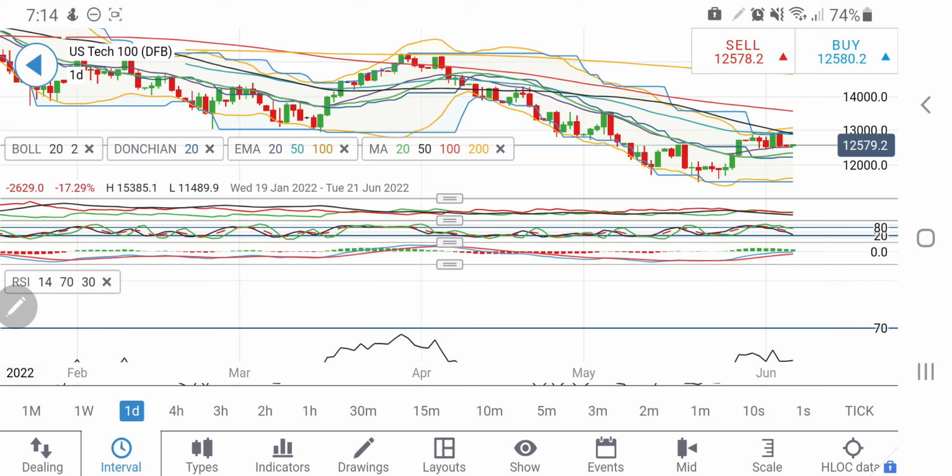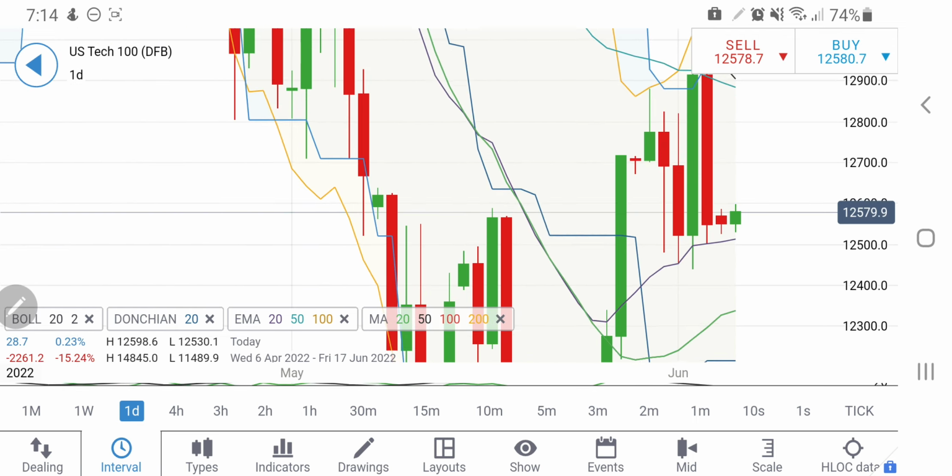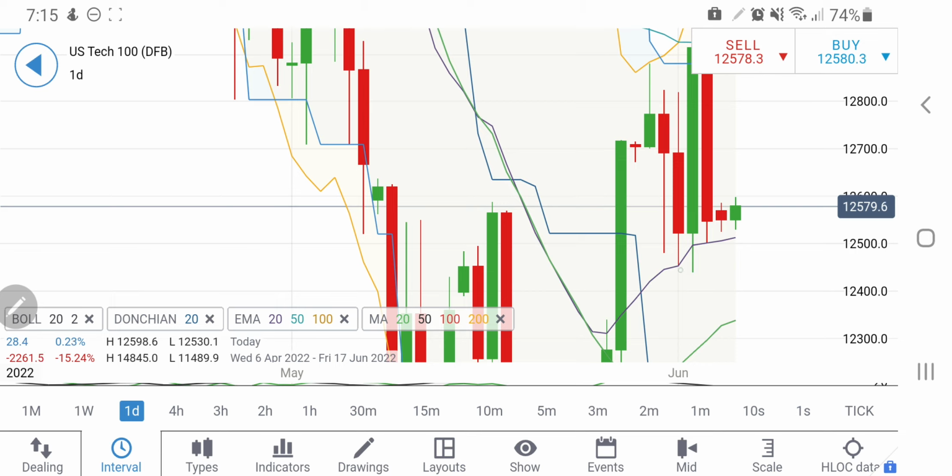Similarly, if you look at the daily charts, now look at the daily charts here. See lower lows on these candles. Now it is creating a double bottom here at 12,530 levels. With that as support, it is trying to rise. However, higher highs are done.